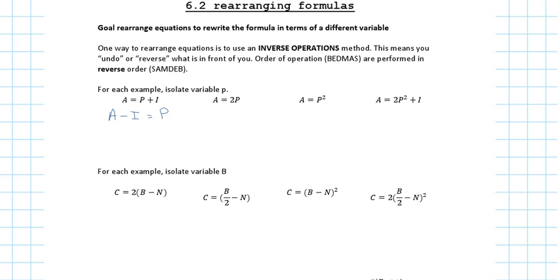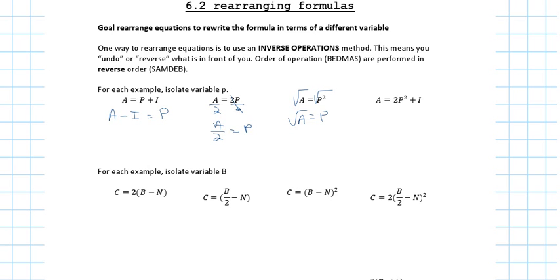How about the next one? A divided by 2. Divide by 2 both sides, right? So that's going to be A over 2 equals P. Square root, that's right. So in this case, I am looking for just P, so I have to square root both sides, and that gives me square root of A equals P.